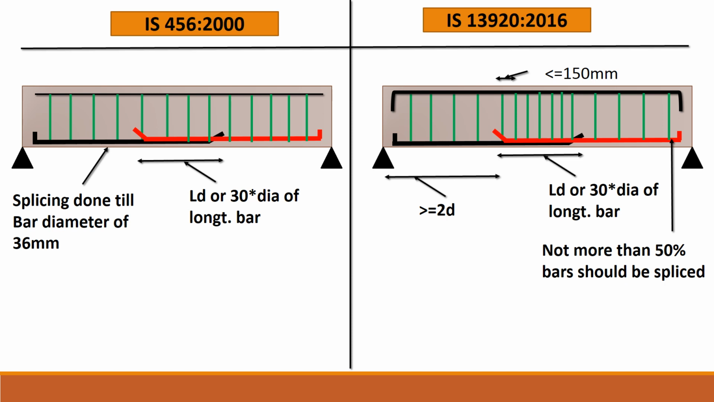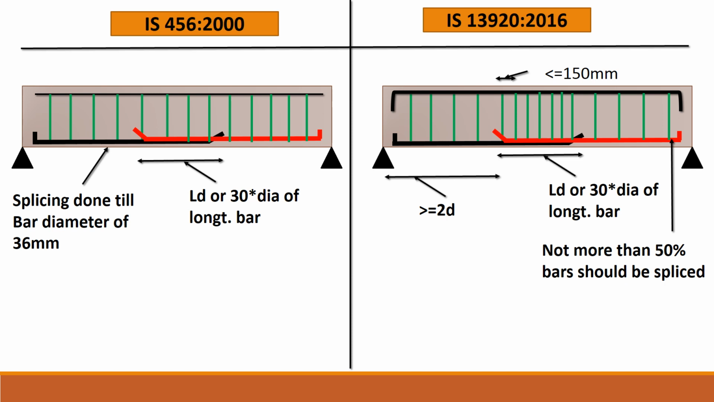Now, in case of the ductile detailing code IS 13920 2016, the splice length is again mentioned to be equal to the development length LD or 30 times the diameter of the longitudinal bar. Not more than 50% of the bars should be spliced in the case of the longitudinal bars that are running throughout the beam. The distance from the supports for the splice is mentioned to be greater than or equal to 2 times the effective depth of the beam, that's D.